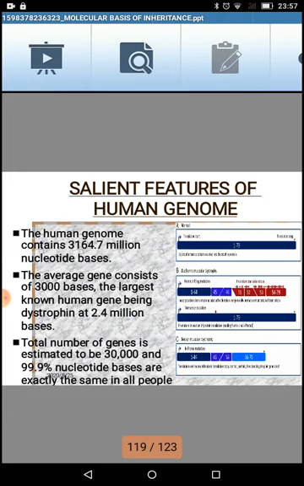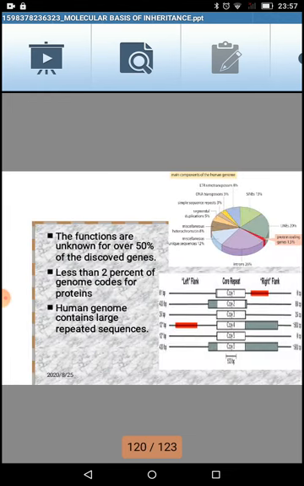And the total genes present in the human is around 30,000. So imagine 30,000 genes, and each gene on average comprising 3,000 nucleotide base pairs. So you can just imagine the whole expansion of the DNA of the human being. We move ahead. What are other salient features?